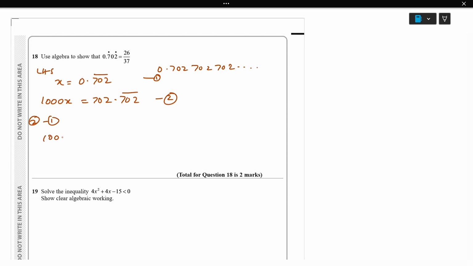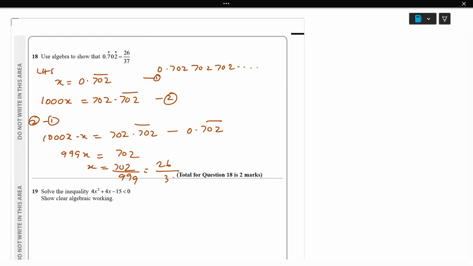So left side 1000x minus x equals right side 702.702 recurring minus 0.702 recurring. After the decimal, everything is gone. So 999x equals 702, so x equals 702 divided by 999. Use a calculator to get the lowest terms, which is 26 over 37. You will get this, which is equal to the RHS. We proved it.